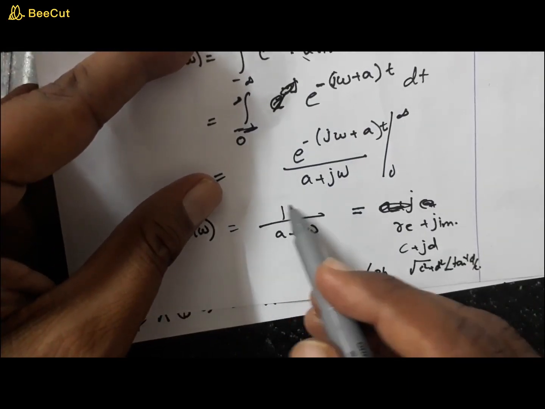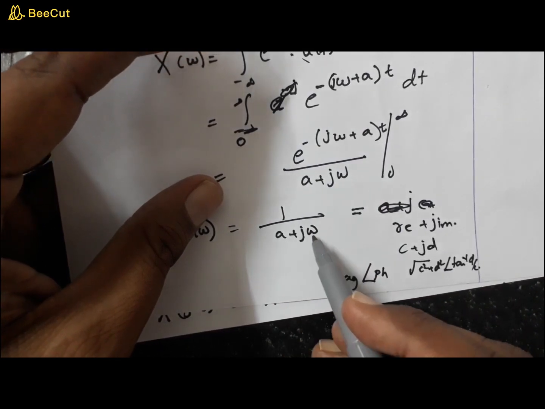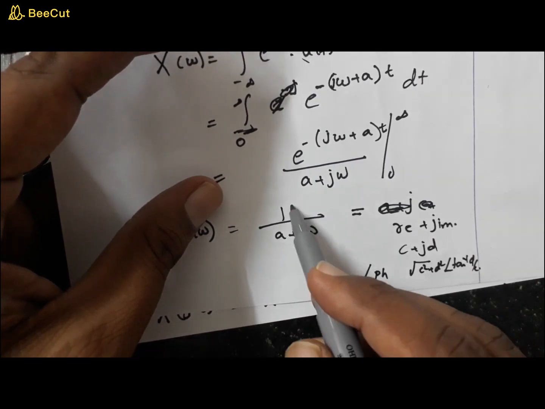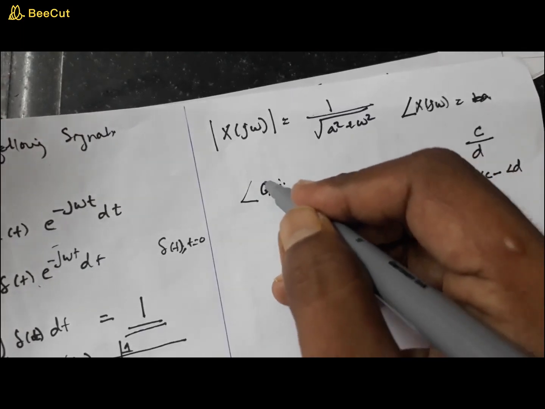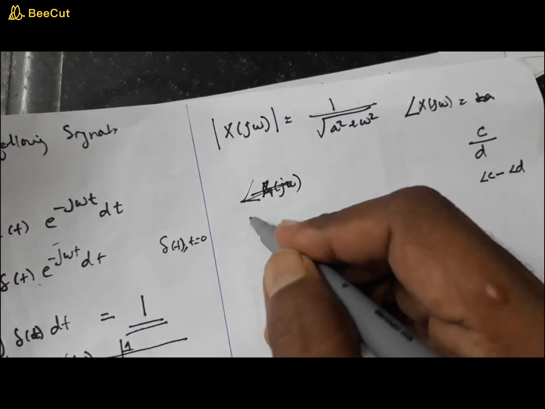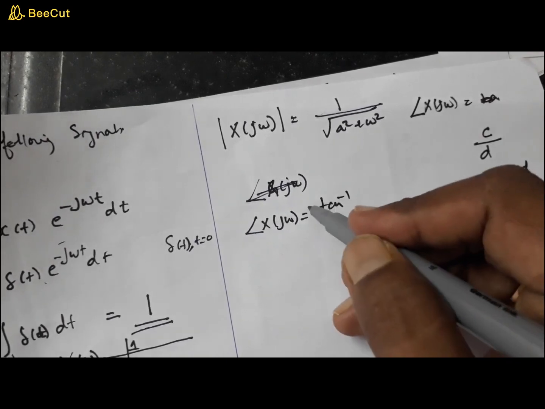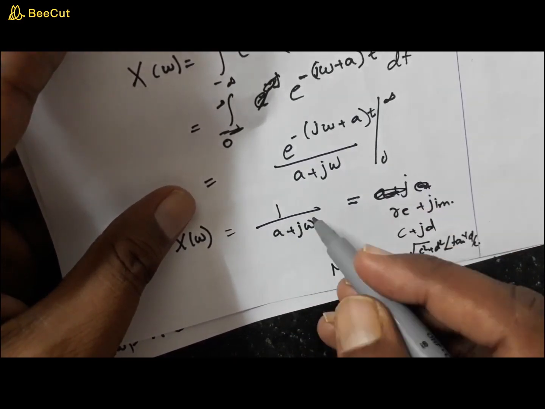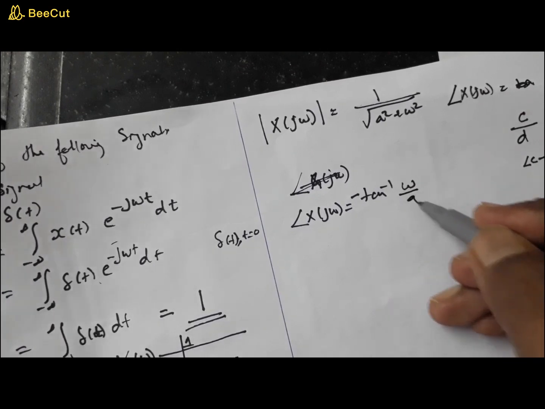So in this case, what is the angle? The imaginary term is 0, that means the phase is 0. Now here you have an imaginary term and a real term, that means the phase is tan inverse omega by A. This is equivalent to our C by D, so angle X of j omega is tan inverse 0 minus tan inverse omega by A. The phase of the numerator is 0, so this is minus tan inverse omega by A.